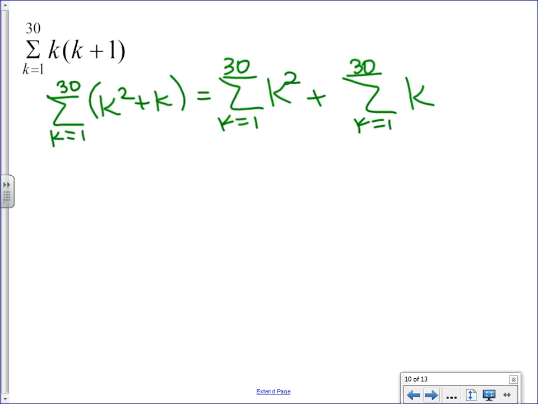For k squared, what's that shortcut? N times n plus 1 times 2n plus 1, all over 6. So 30 times 31 times 61, all over 6. 5 times 31 is 155. Then you multiply that by 61. 100 times 61 is 6,100. And then 50 times 61 is 3,050.